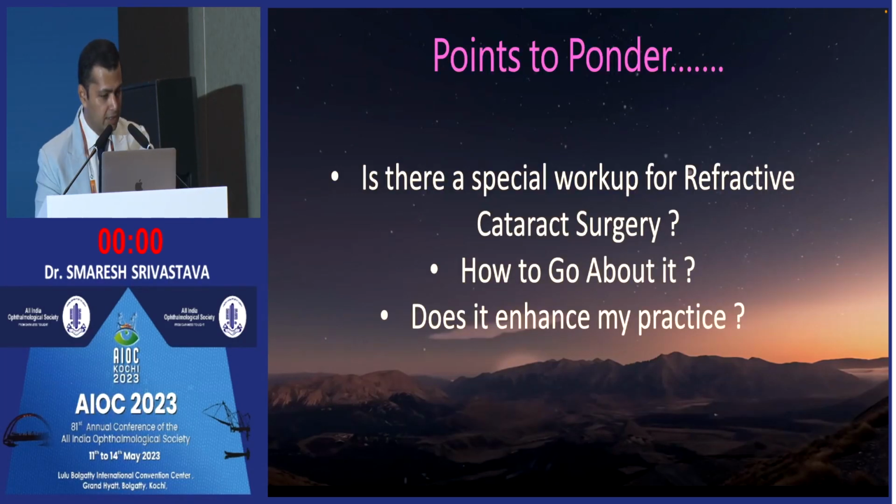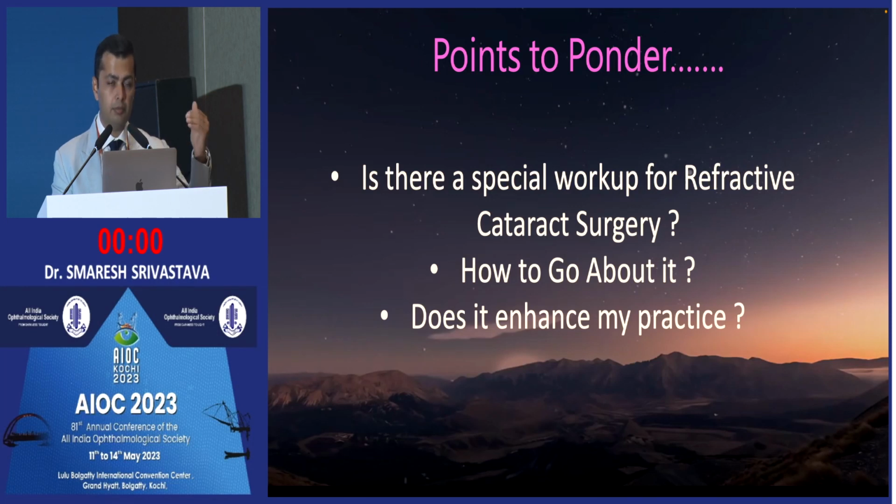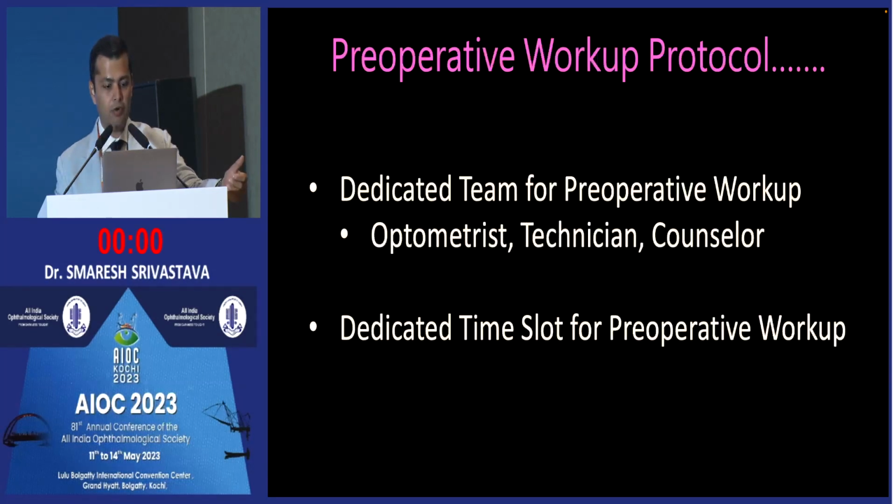The first thing to understand is that in today's modern, competitive practice, you do need a special workup. It cannot be that a patient walks into the clinic, you just do a biometry and then do cataract surgery, because the outcomes will be suboptimal since you haven't looked at the patient profile in toto. So you need a proper workup, but how do you go about it? And the real question is, will investment in all these machines, and more importantly, time and manpower, yield any fruit at the end of all this?